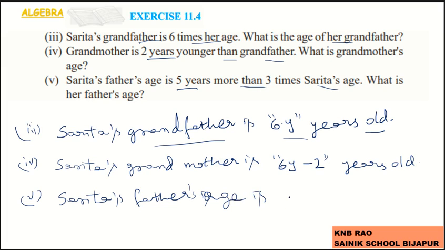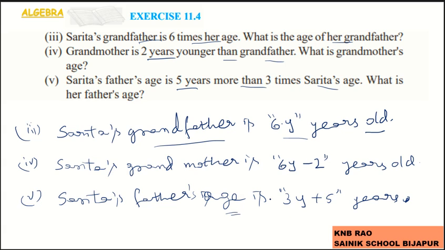Sarita's father's age. 5 years more than, more means plus. How much more? 5. To what is it more? 3 times Sarita's age. So 3y plus 5 years. So we can say like this.